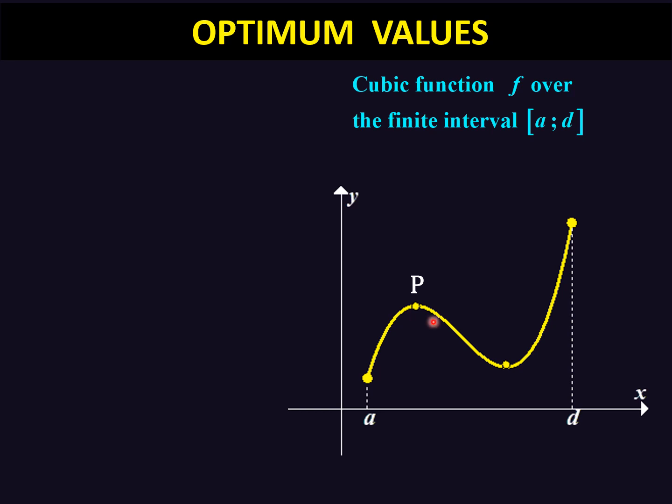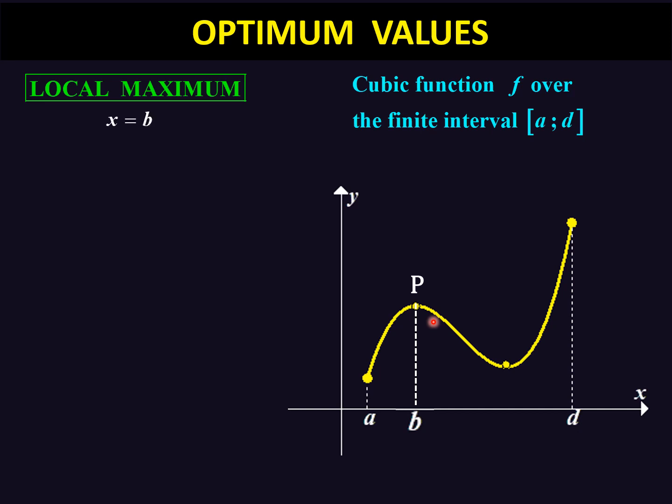What type of point is P? That's correct. P is a maximum, but a local maximum. Right? And with P we have a value associated with it, the corresponding x value, in this case B. What do we refer to that B as? That's right, that is a critical value. So we have a local maximum and a critical value associated with that.